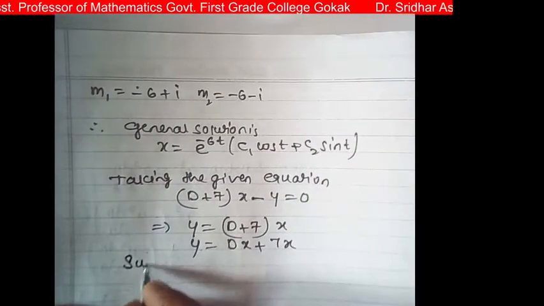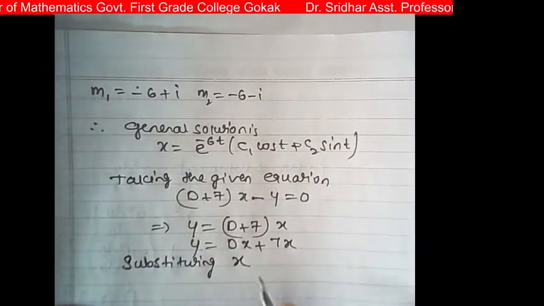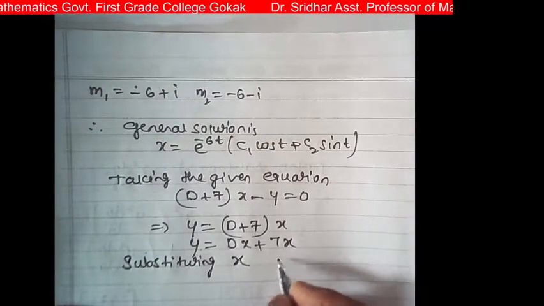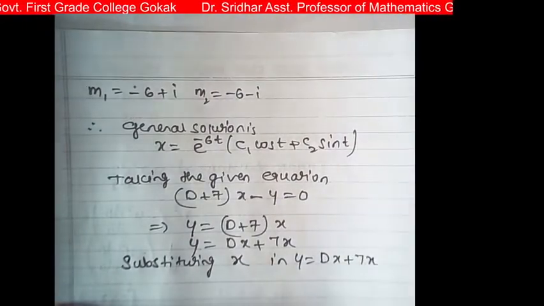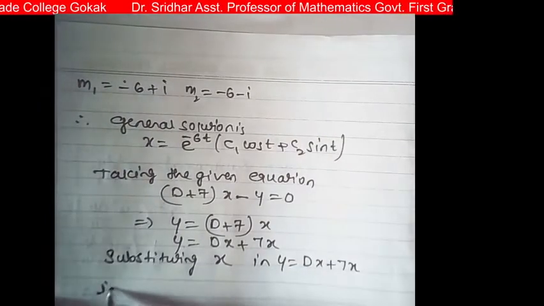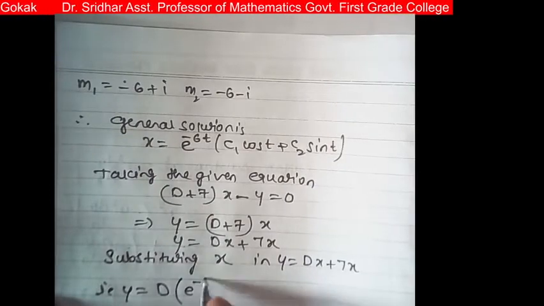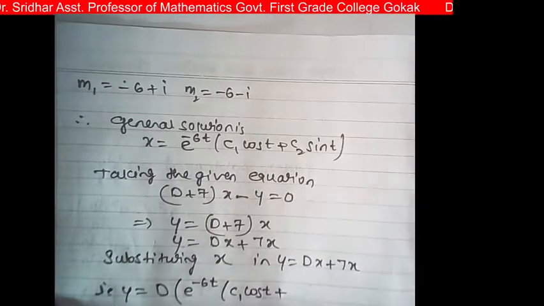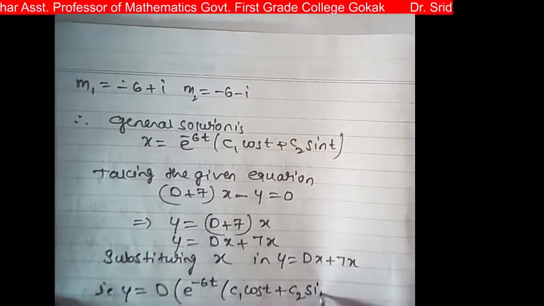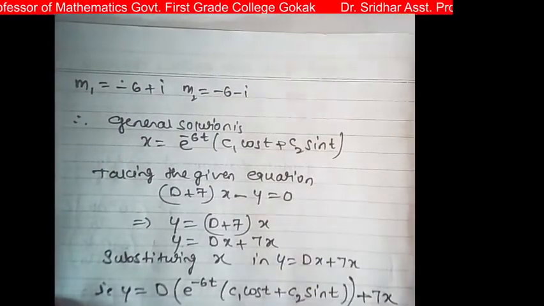So now substituting x, this is the equation y is equal to Dx plus 7x. In this equation we have to substitute the value of x. So y becomes D of x, that means e raised to minus 6t into bracket c1 cos t plus c2 sin t, plus 7x. Correct?